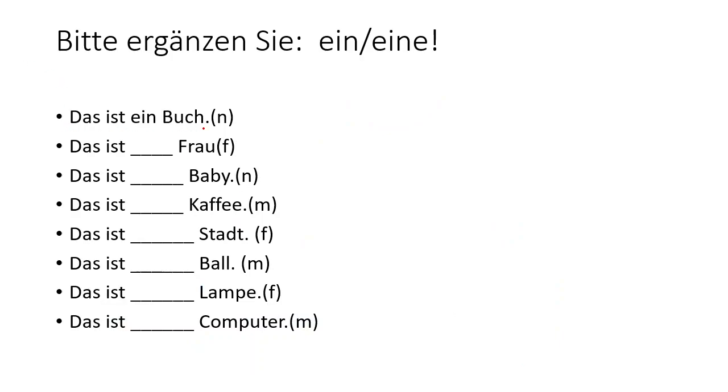Das ist eine Frau. For female, feminine, we have eine. Das ist ein Baby, neutral. Kaffee, masculine, we have ein Kaffee. Start is feminine, eine Start. Das ist ein Ball, eine Lampe. Masculine, ein Computer.